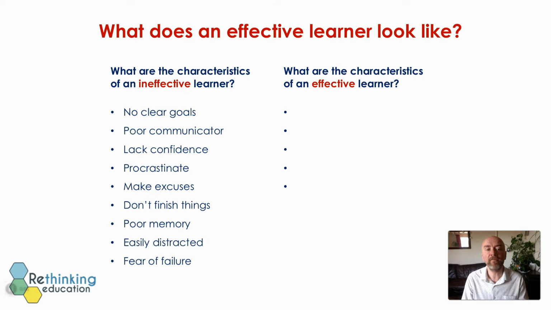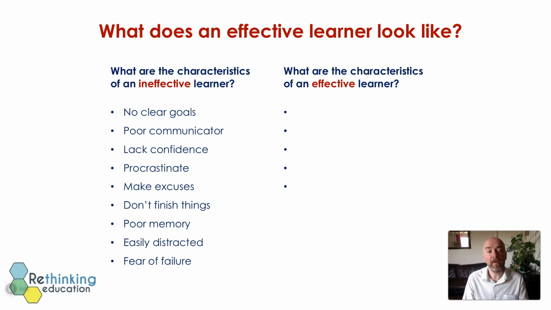The characteristics of an ineffective learner, you typically see things like this. People don't set goals, they just sort of drift. They lack confidence, they don't communicate very well, they procrastinate, they make excuses, they don't finish things. They might say, oh, I've got a really bad memory. They get easily distracted, and they're terrified of failure, as we've talked about in previous videos.